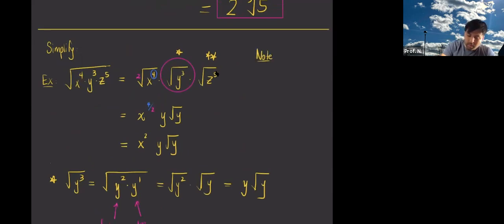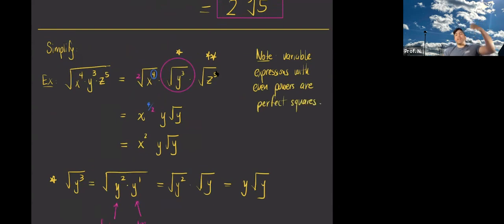Note, variable expressions with even powers are perfect squares. Why is that? Well, because they're even, I can always divide the even power by 2, because that's what really is happening when I take the square root. You can think of it as dividing the exponent by 2 when you take the square root. So if they have even powers, they're all divisible by 2. So I have a perfect square.